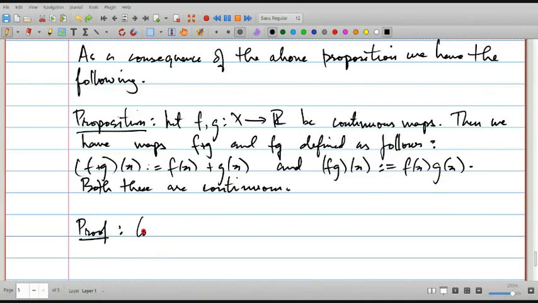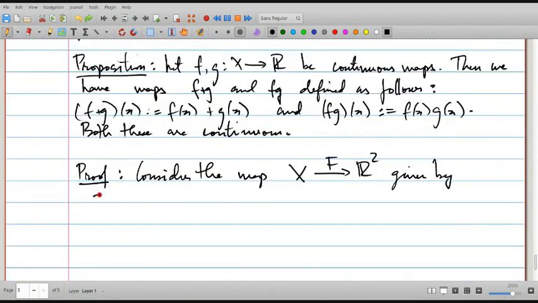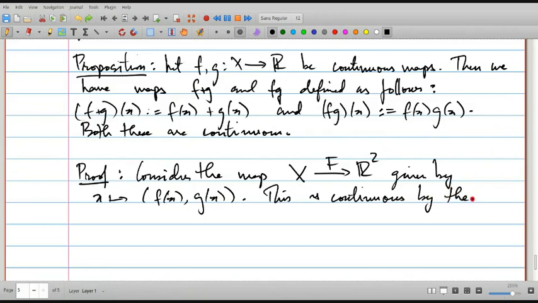So we consider the map X to R2, given by x maps to the tuple f of x comma g of x. So this map is continuous by the preceding proposition, as both f and g are continuous.